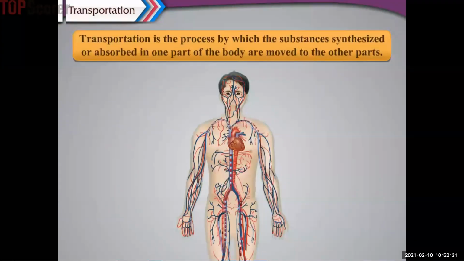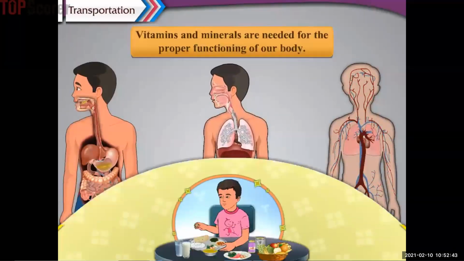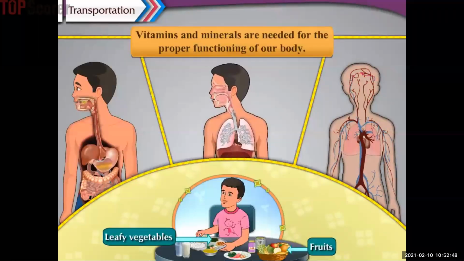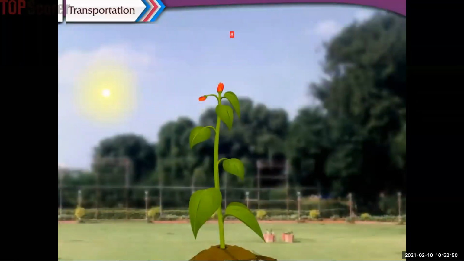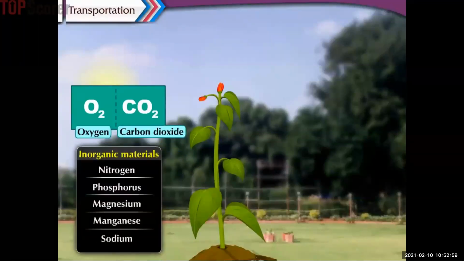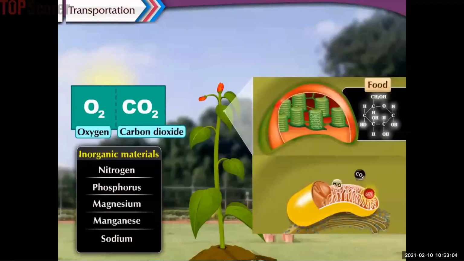The substances synthesized or absorbed in one part of the body are moved to the other parts by the process of transportation. For the proper functioning of our body, we need vitamins and minerals which we obtain from the fruits and leafy vegetables that we consume. Like human beings, plants also need minerals. Besides carbon dioxide and oxygen, plants also need inorganic materials for synthesis of food materials and for the proper functioning of other life processes.